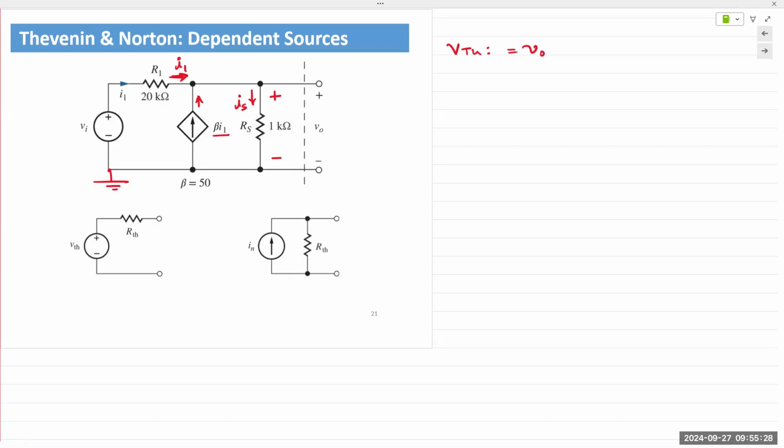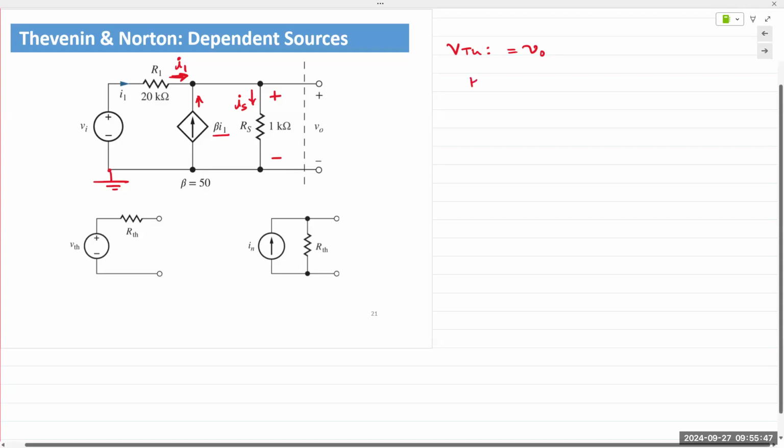In theoretical circuit analysis, it does not make any difference what you choose at the beginning. I am choosing IS to go down because that makes the most logical sense. If IS was going up, my analysis would still be correct. Okay, so if I choose node voltage analysis, I can write a KCL equation.